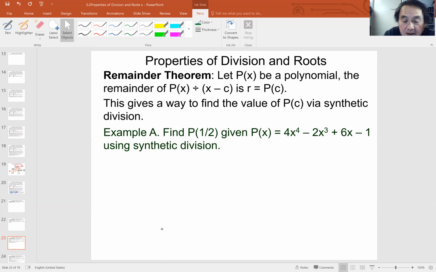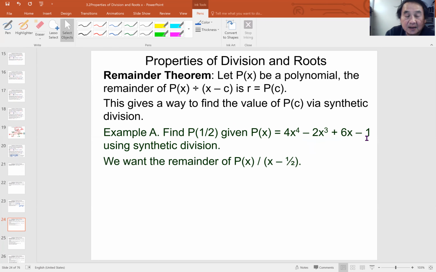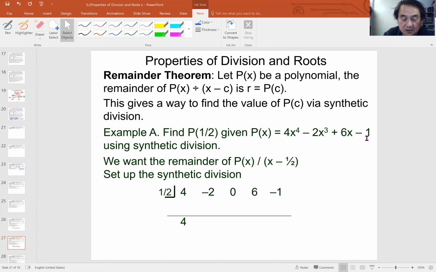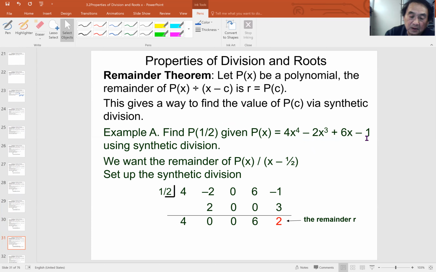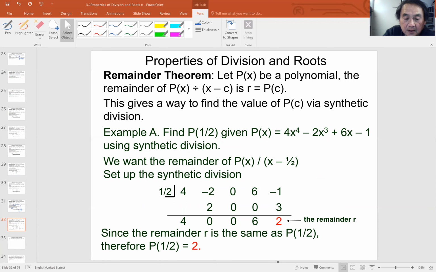So for instance, if I want to plug in the number 1/2, I have to compute 1/2 to the 4th power, 4 times that, and minus 2 times 1/2 cubed, and so on. Instead of that, we can do the synthetic division to find the last number r, the remainder, and it's a few steps shorter. So the remainder is 2. Therefore, plugging 1/2 into p is equal to 2. We can check that.